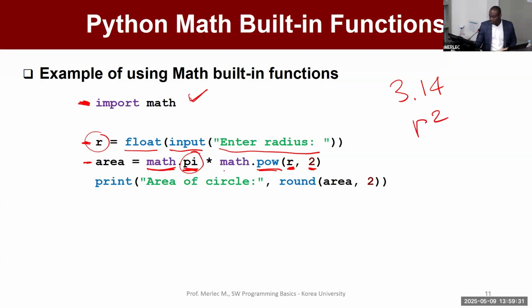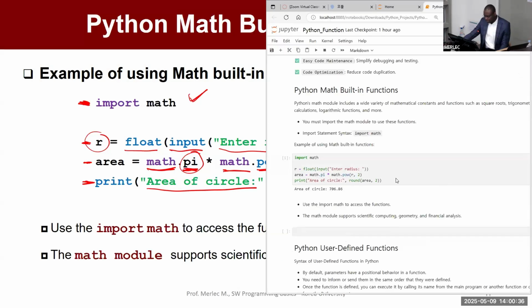So without any difficulty, this will be easily understood by the interpreter. Then in the following line, we are formatting the way the Python interpreter should show the result by prompting a message like area of circle, and then we print the value of the area by rounding, considering 2 digits after the decimal point. So here's the code.